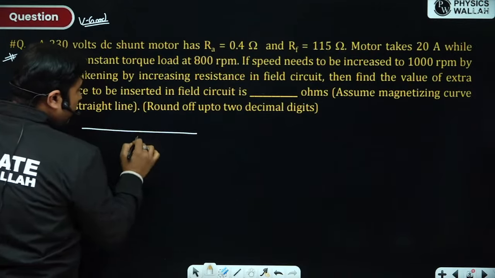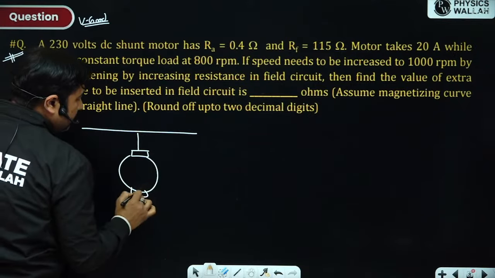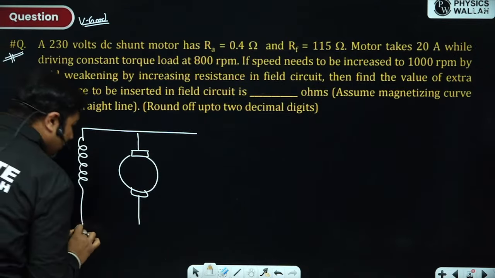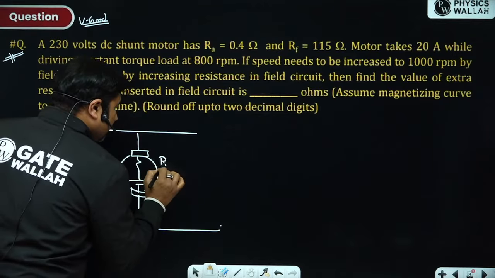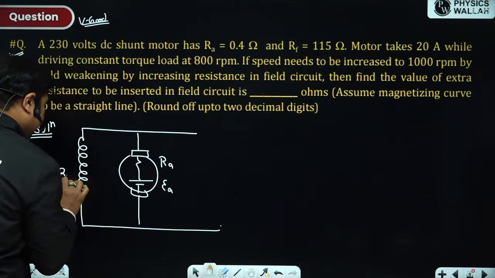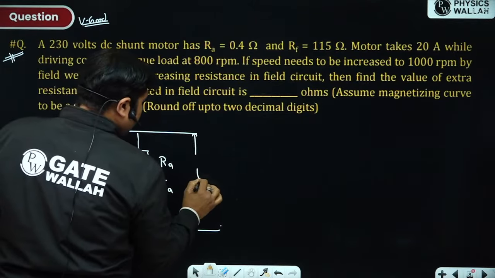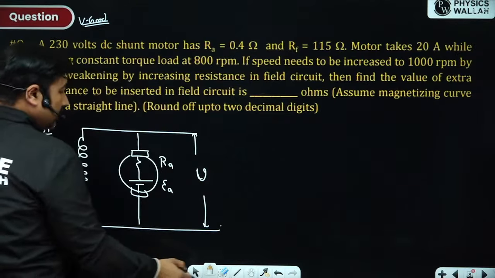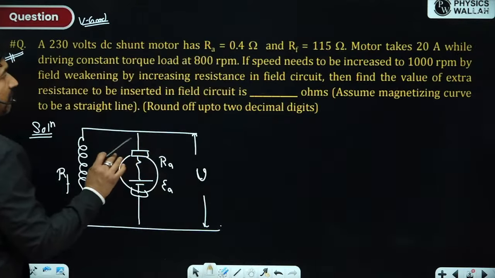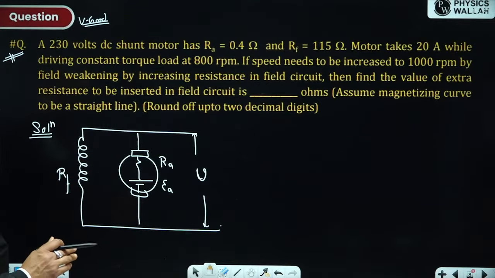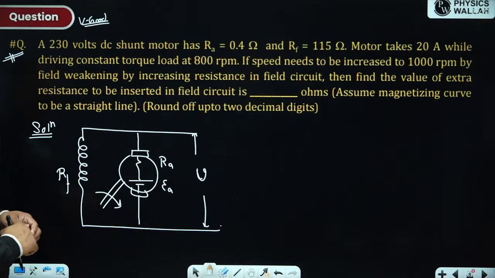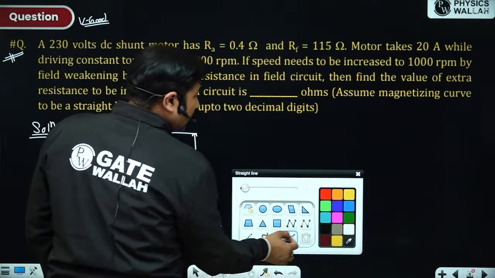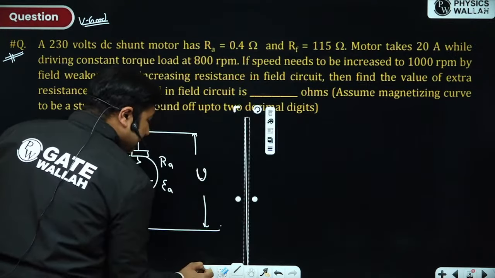First of all, always remember the shunt motor electrical model. That must be in your mind. RA, EA, RF values are given to you, and voltage V. Now, whenever you have to solve any question related to a speed change, always first use the torque expression to find the value of the new armature current and then put it into the speed expression. Okay, this is the thumb rule to solve any question based upon the DC machine.